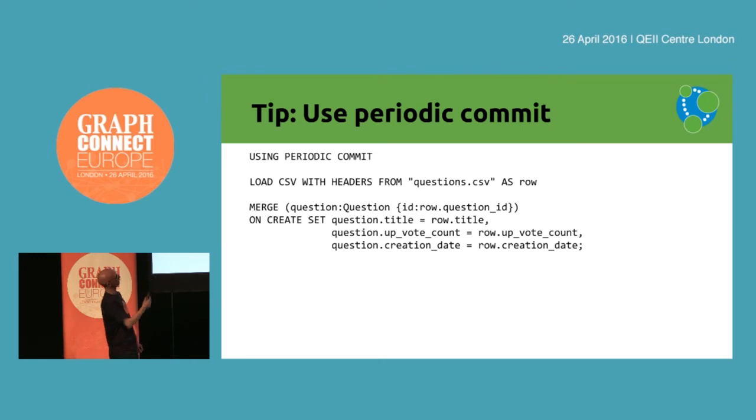So the reason you would do this is because Neo4j keeps transaction state in memory. And if, for example, you have 10 million questions in this file, that's 10 million updates' worth of transaction state. Maybe you've got the best laptop ever and lots of RAM on it, so maybe you'd be okay. But for our laptops, we'd probably exceed it.